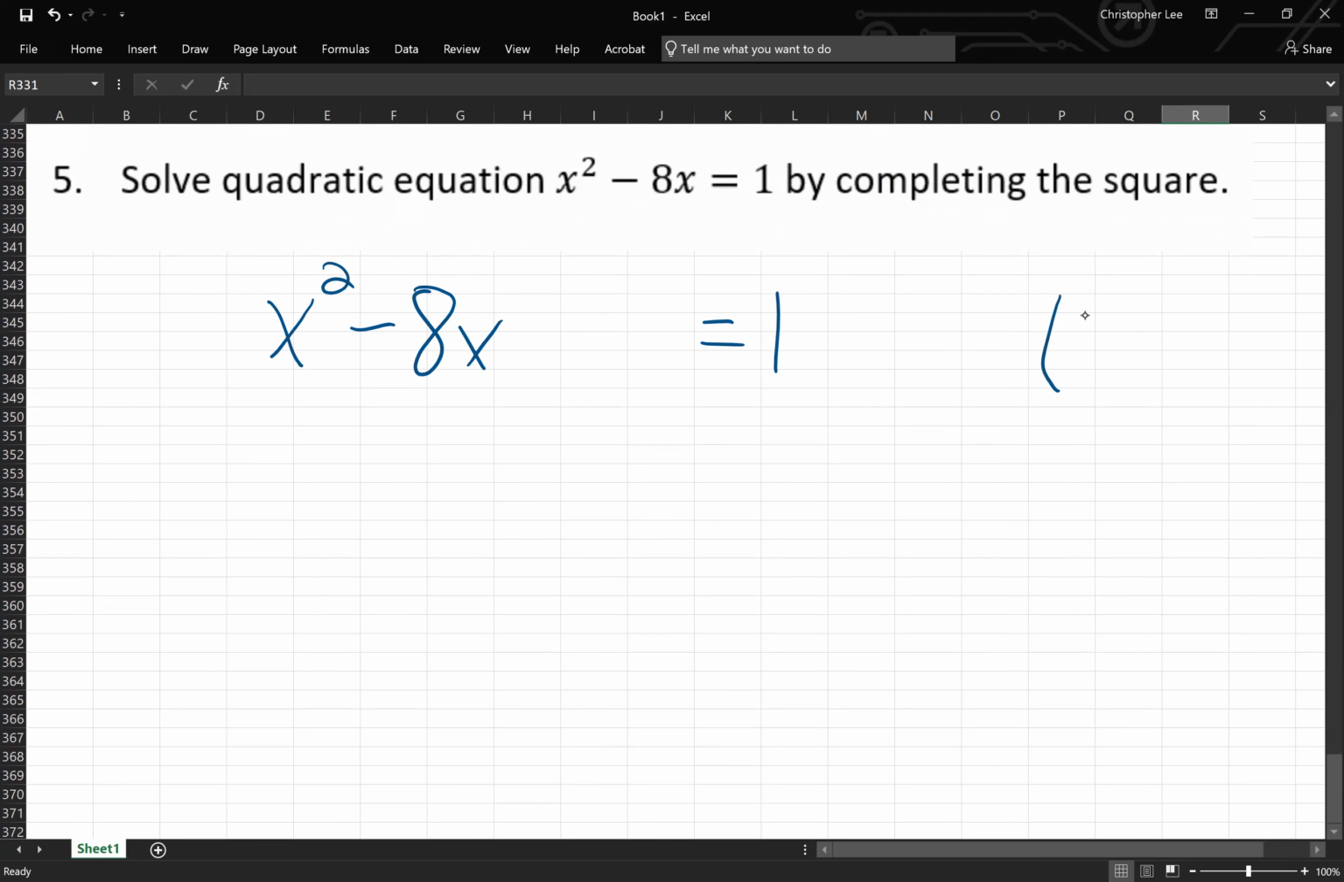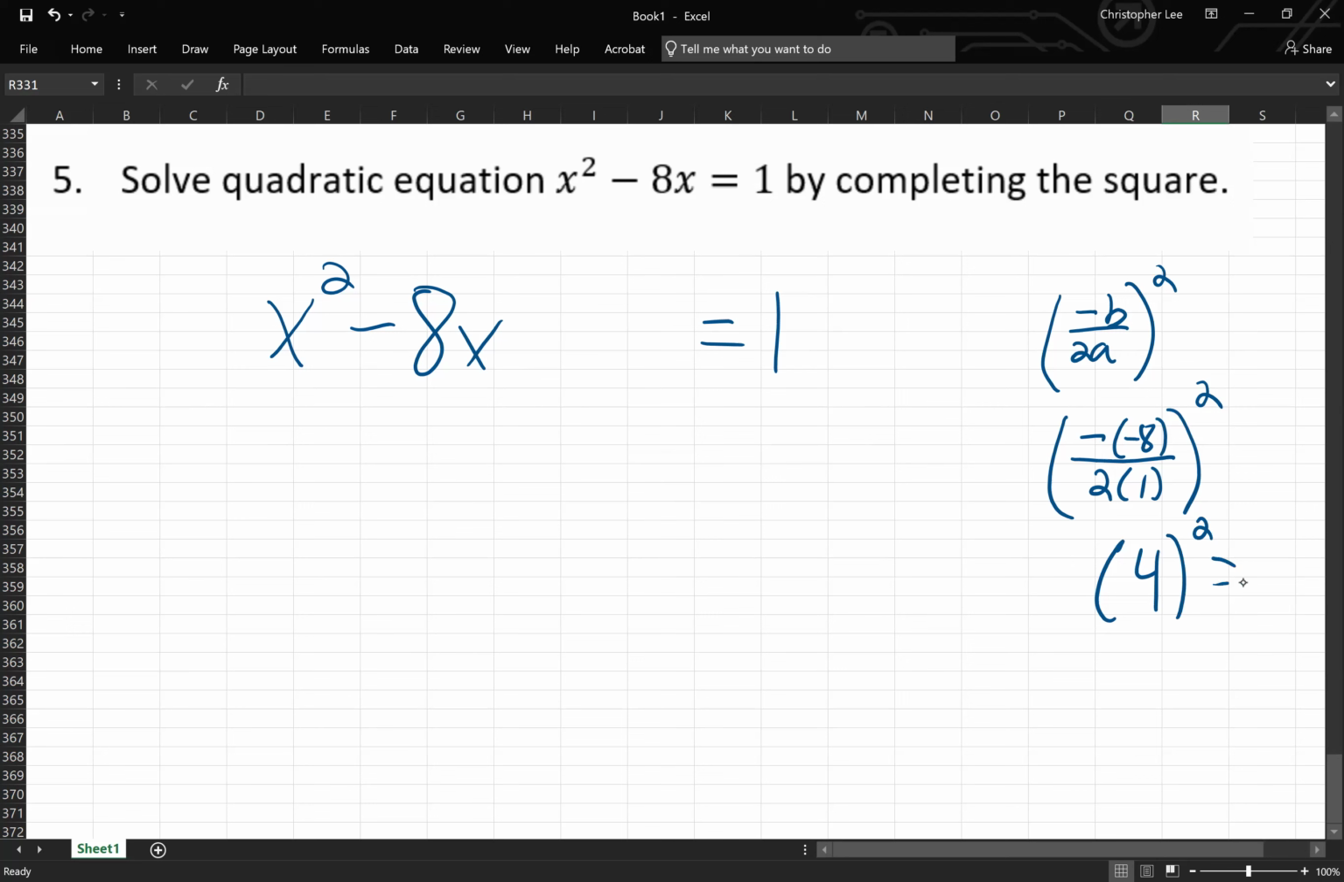So we have our formula, right? It's negative b over 2a, squared. So this is going to be what? Negative of negative 8 over 2 times 1, squared. Let's call that 4 squared, which is what? Very good. And then I want to add 16 to both sides, right? And then what is this going to be? X what?